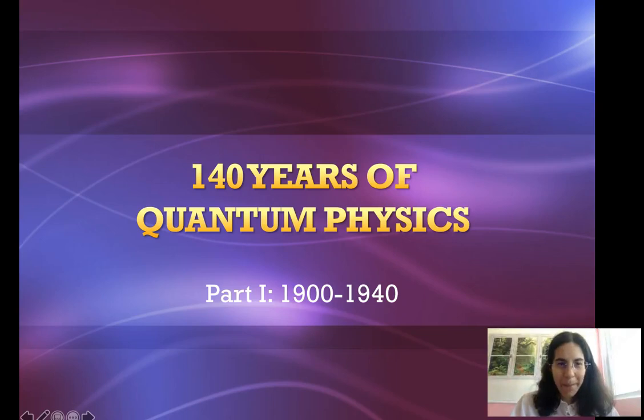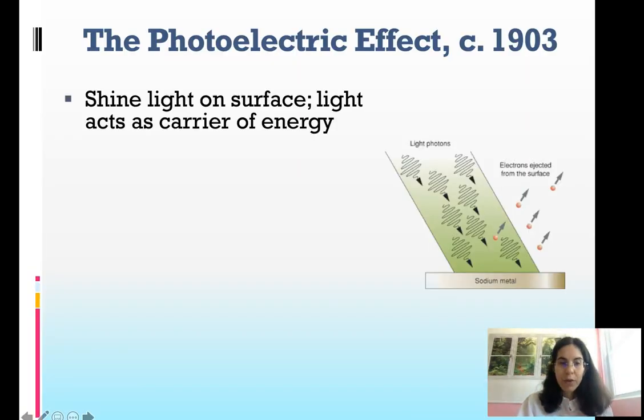All right, everyone, buckle up, and here we go. 140 years of quantum physics. Let's review the photoelectric effect from our master list of phenomena that have to do with absorption and emission between photons and electrons. The photoelectric effect is when you shine light onto a surface, usually a metal or a metalloid.